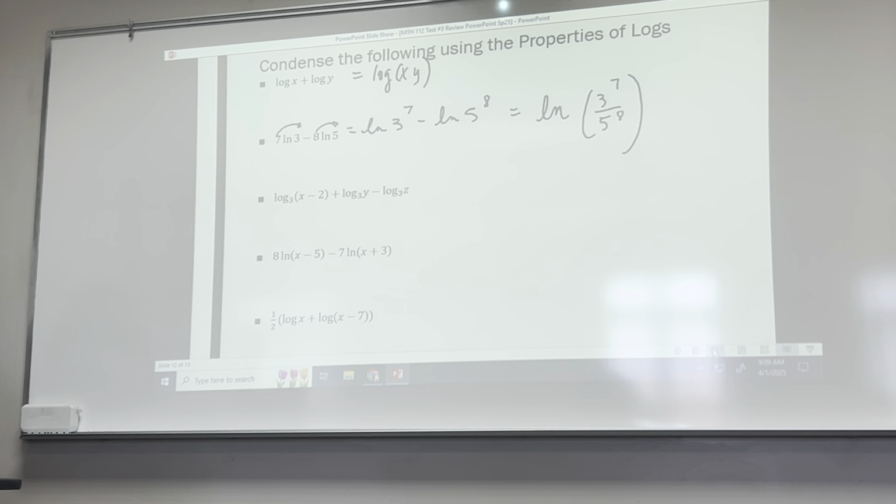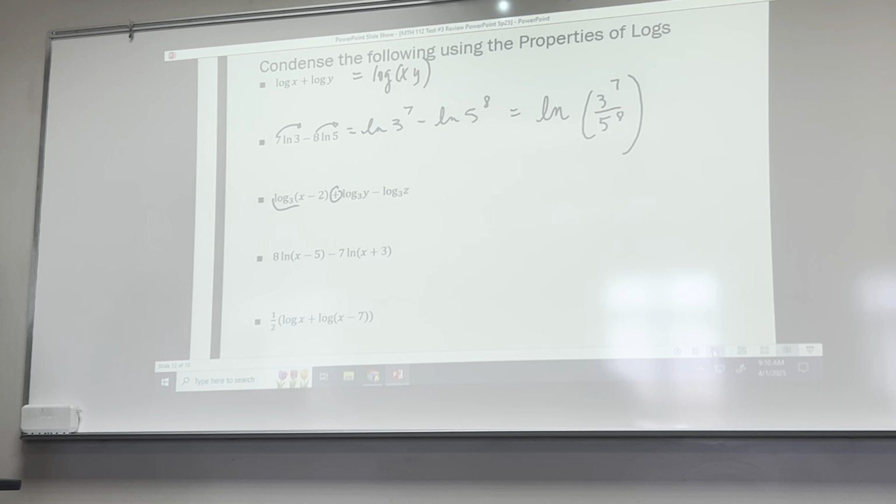So in condensed form, it should only have one log, right? I've seen students put log over log. You're mixing up the change of base formula with these properties if you do that.